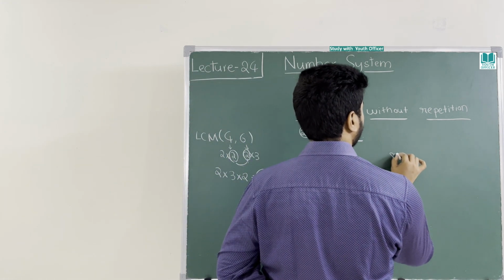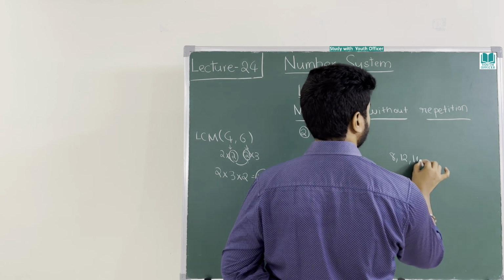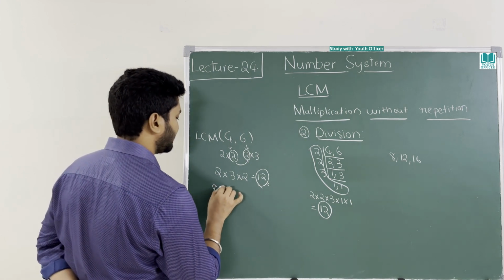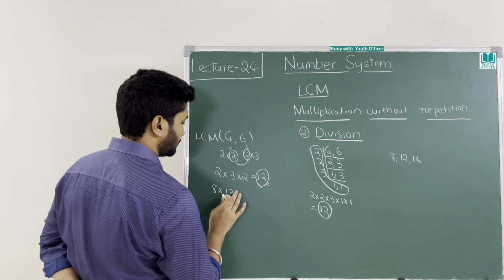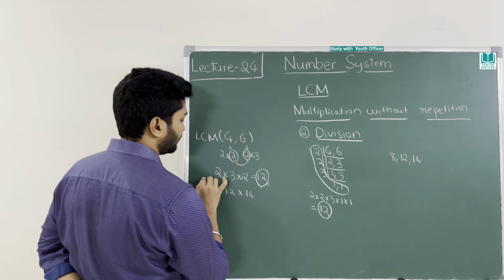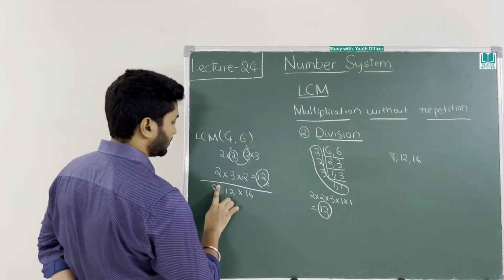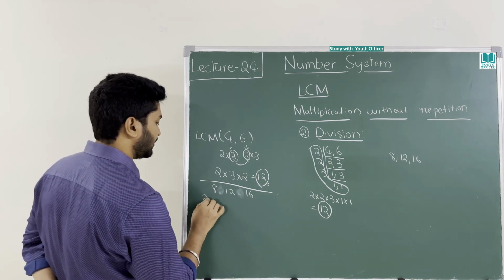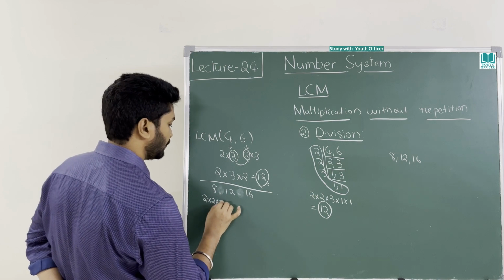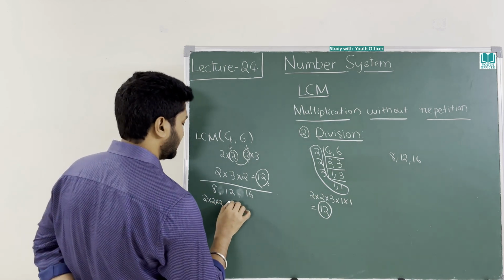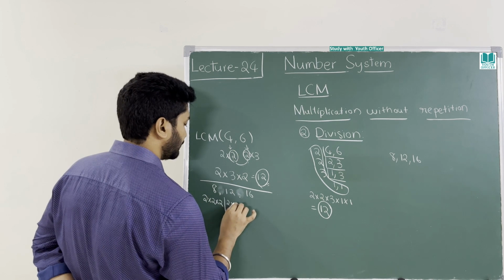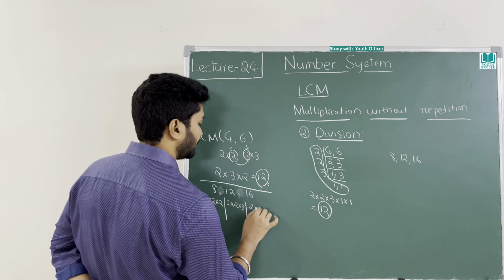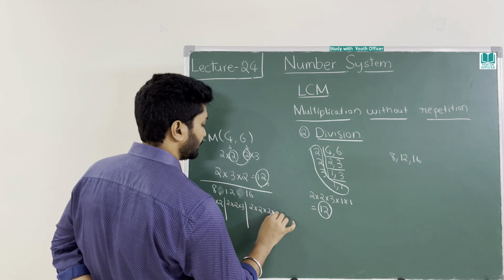Let us take 8, 12, 16. Before calculating with the division method, we will see what is common between them. You have to know the prime factors. Here 8 is 2 into 2 into 2, 12 is 2 into 2 into 3, 16 is 2 into 2 into 2 into 2.